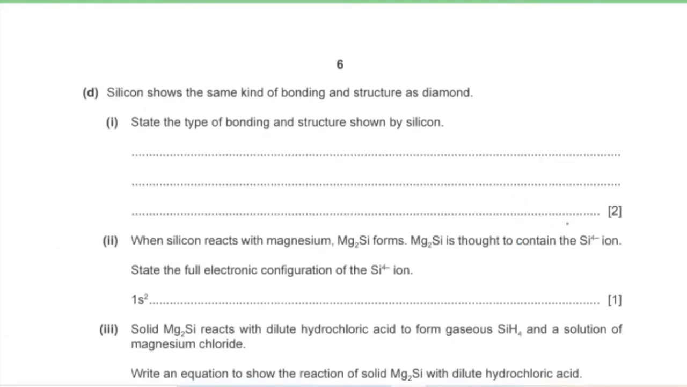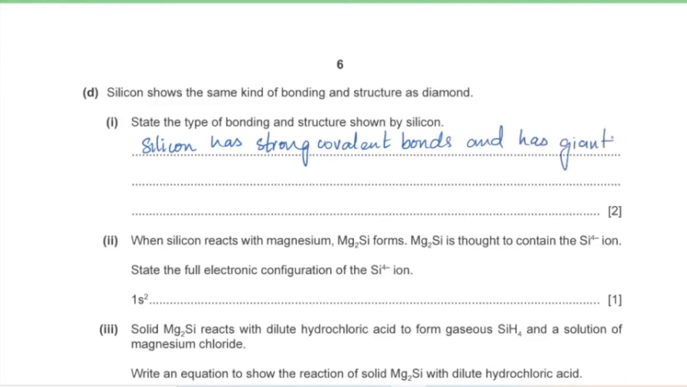Part D, silicon shows the same kind of bonding and structure as diamond. State the type of bonding and structure shown by silicon. So just like that of diamond, silicon has strong covalent bonds. It has a giant molecular structure.